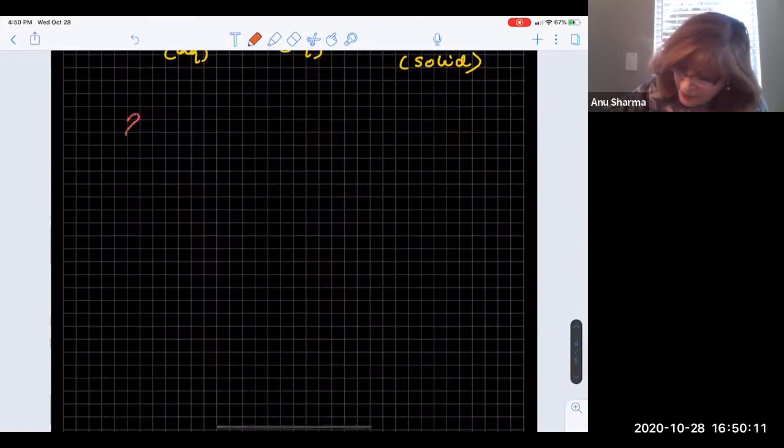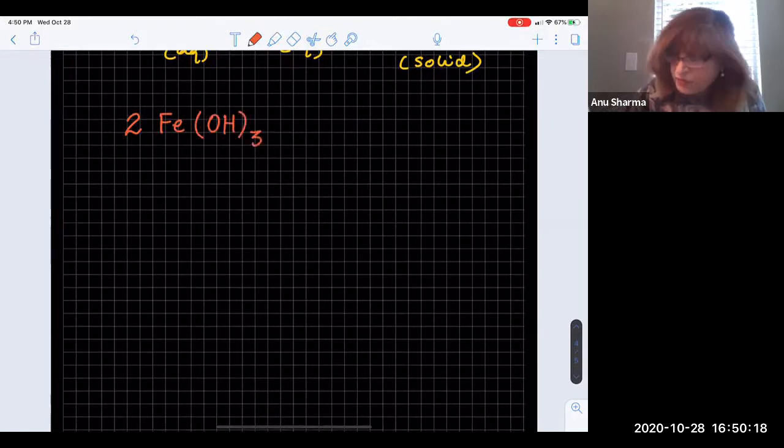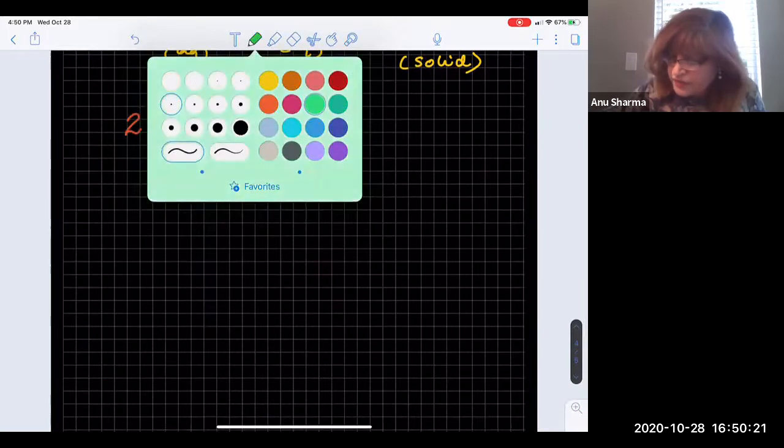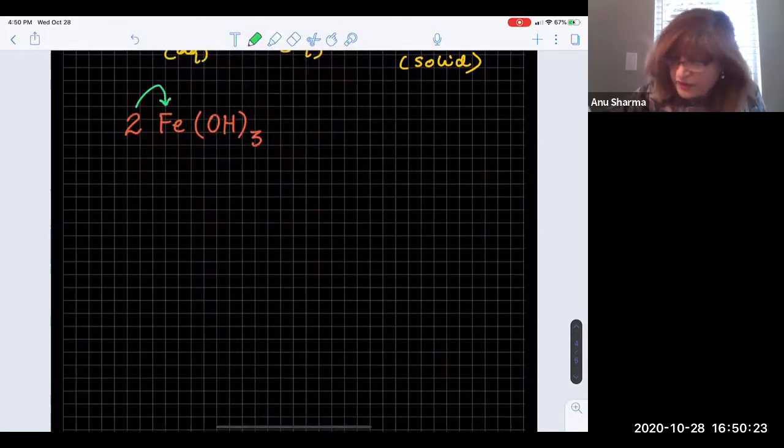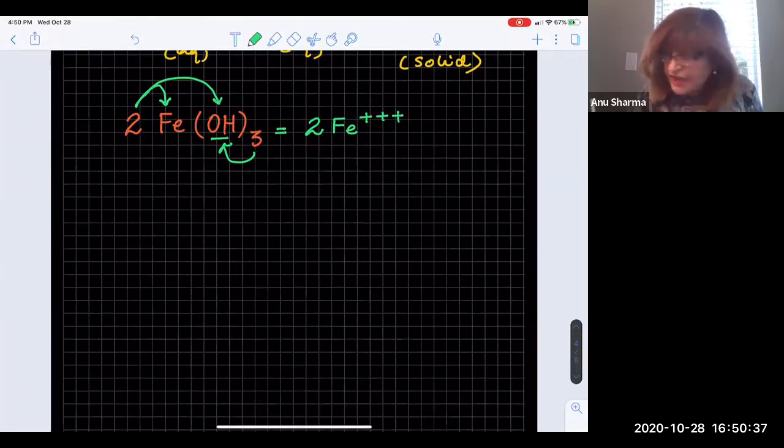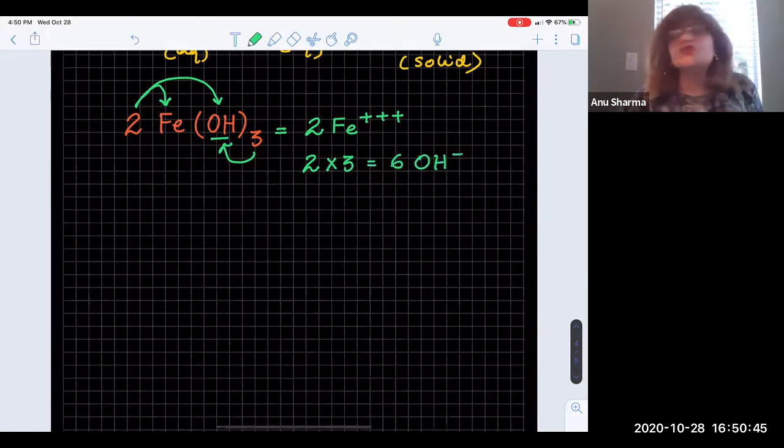For example, if you have Fe2(OH)3 in parentheses, let's say, whole thrice, what does this mean? This means that this 2 applies to iron and this 2 applies to the hydroxide as well. This 3 applies to hydroxide. So this is going to give you 2 irons, and iron is in the +3 state, +3 charges, and 2 times 3 is going to be 6 OH ions. So pay attention to this.